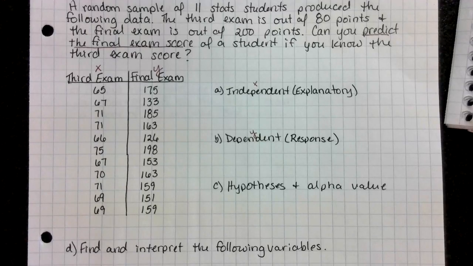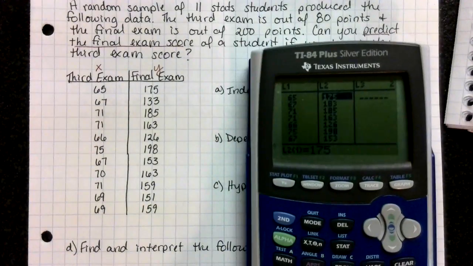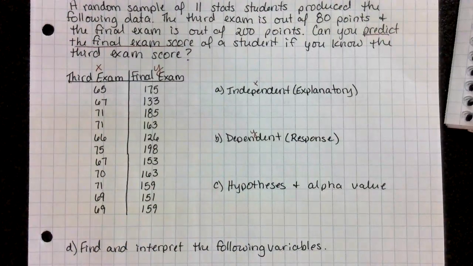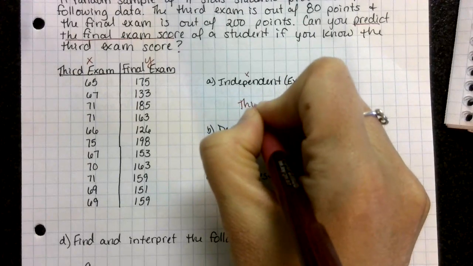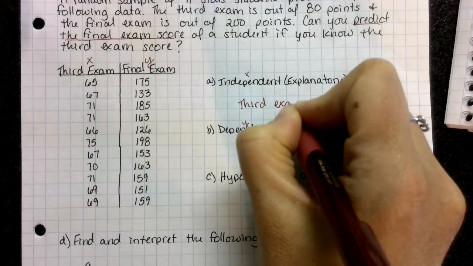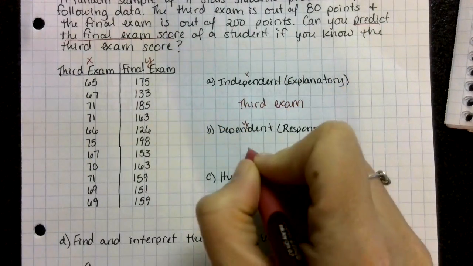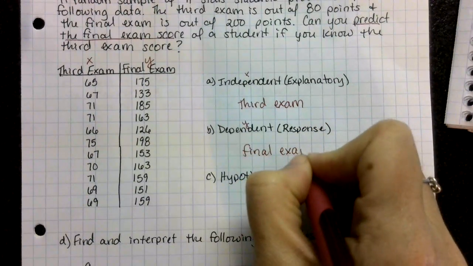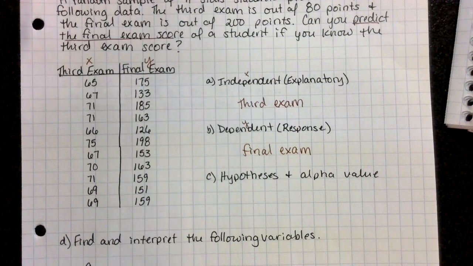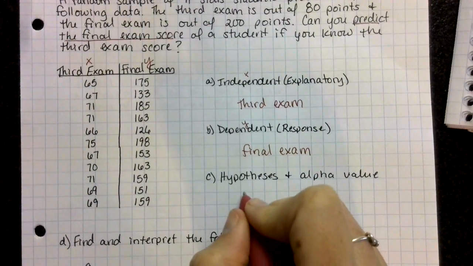So I went ahead and put those in my graphing calculator. At this time, make sure you have those in there, or you can pause the video and do that. So independent is third exam, dependent is final exam. Okay, so now running the test.